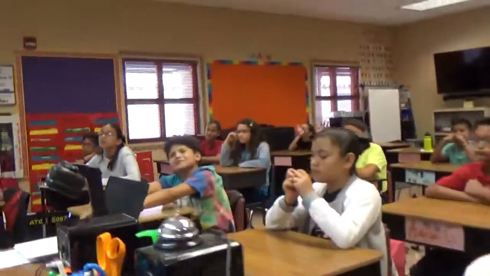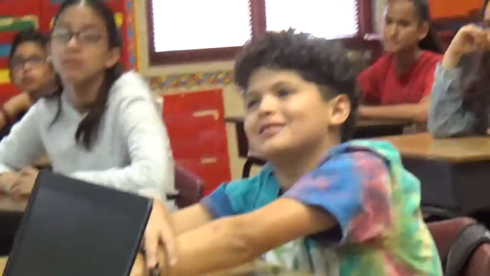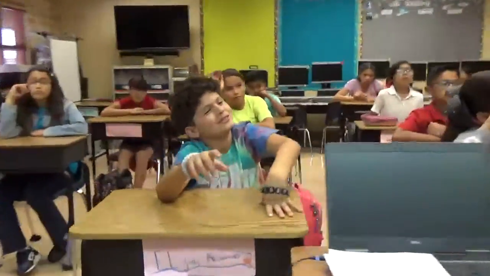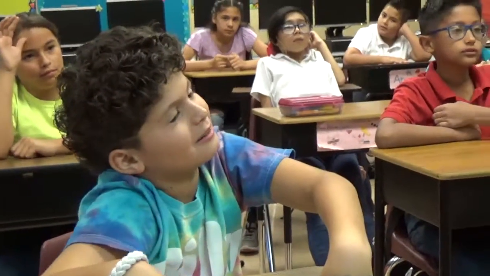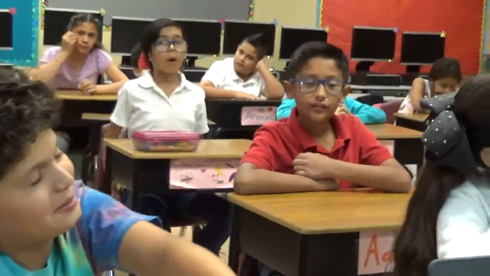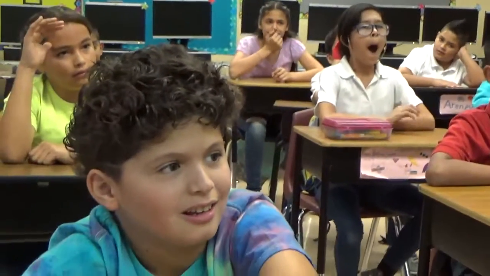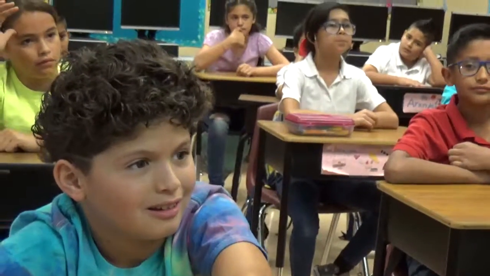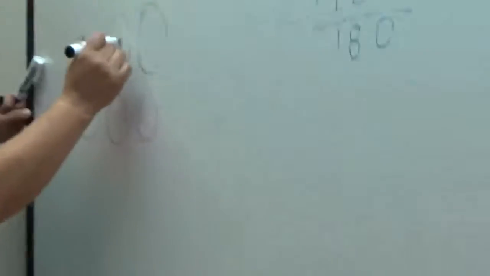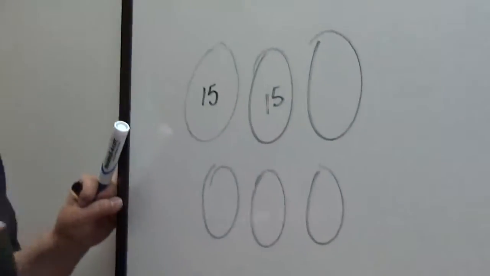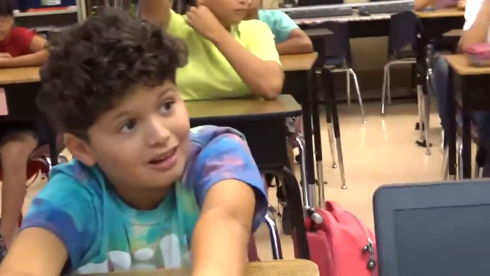Anybody else? Elijah? The groups. Okay, you draw the 12 circles, and you put 15 in each, and you come up with 180. Wow, you did all that in your head? You drew 12 circles, and then you put 15 in each? Then you came up with 180? Okay. Anybody else? Jesse, and then Katie?